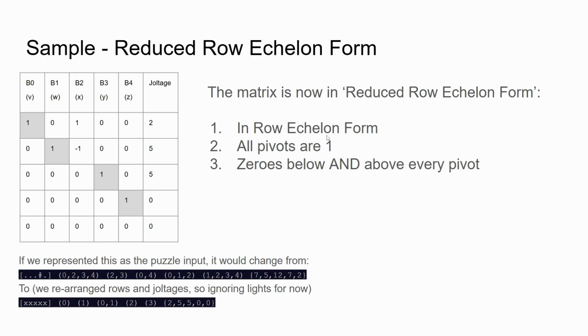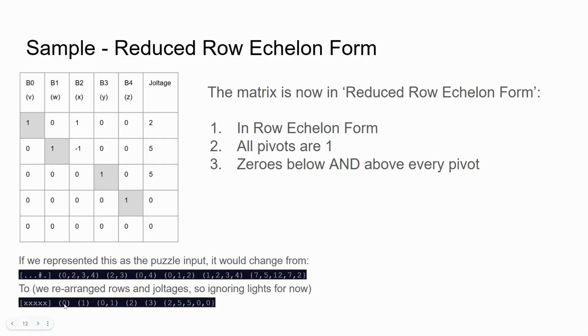So now it's in what's called reduced row echelon form. It has all the qualities of row echelon form, plus all pivots have to be 1, and there's zeros below and above every pivot. So if we take this and convert it back to what would be a puzzle input, this is the original puzzle. I'm not sure we arranged the rows and joltages, so the lights will be something different. I don't care, it doesn't matter for the second part.